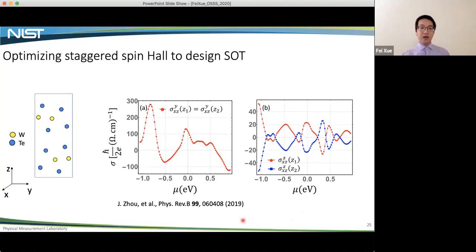But here's a result from the first principles calculation. First, we do this 1T prime tungsten ditelluride bulk calculation. We see a uniform spin Hall conductivity in the conventional form. This agrees well with the previous first principles calculations. And the second one is the new one we found. There is a staggered spin Hall conductivity depending on which layer you are looking at. We see that the stagger can be as large as 20 h bar over 2e per ohm per centimeter.